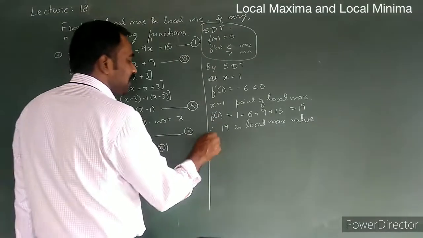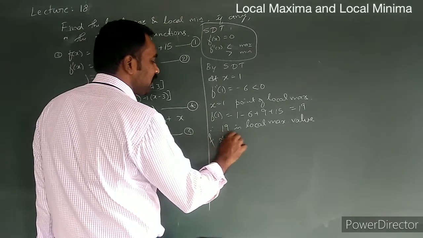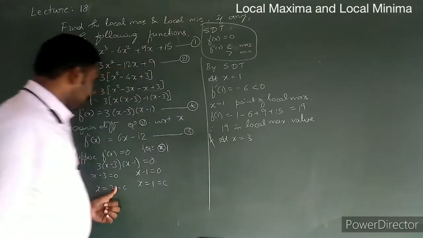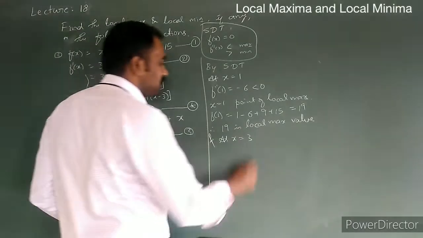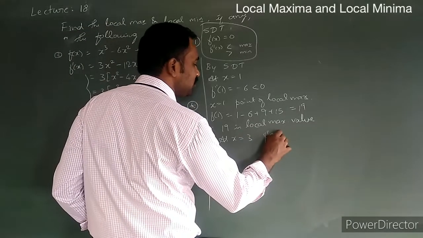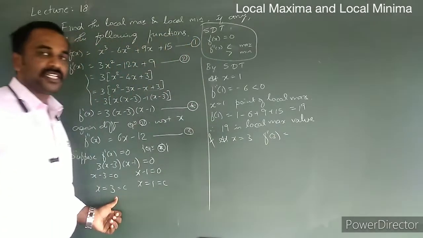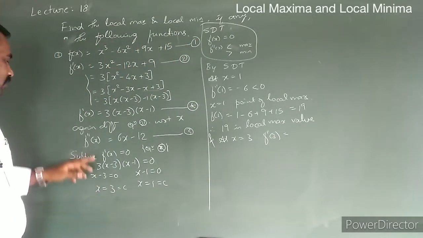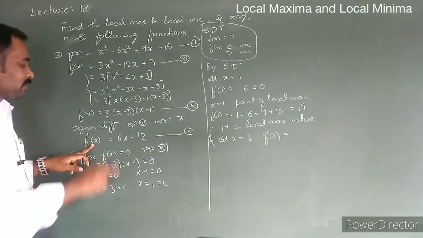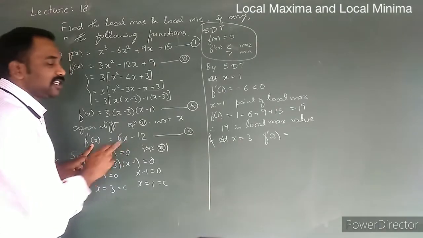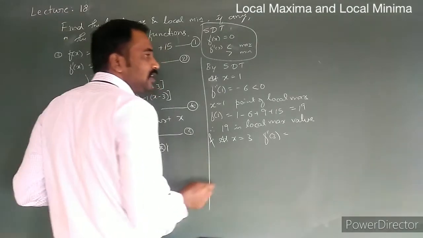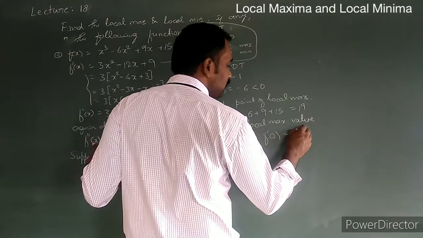Next, one more point is at x is equal to 3. At this point, you have to find f double dash of 3, whether it is positive or negative. Where is the f double dash of x? Here, 6 into 3, 18. 18 minus 12 is 6. 6 is nothing but positive.